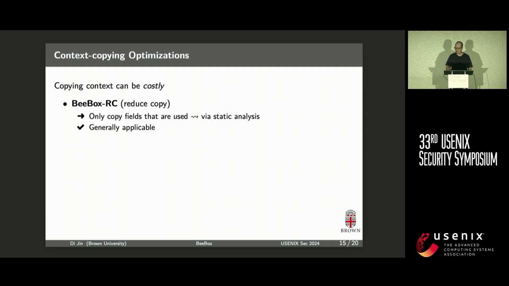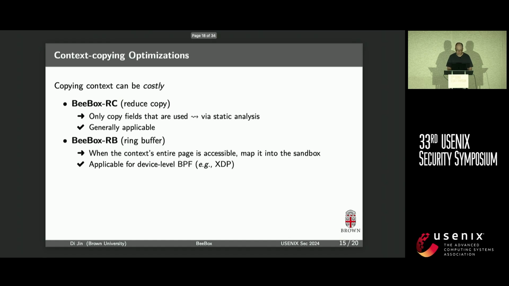BeeBox RC tries to only copy context fields that are needed, identified through static analysis. This can be applied to most types of BPF programs. BeeBox RB is applicable when the context's entire page should be semantically accessible to BPF. Then we can just map it into the sandbox whenever the page is allocated, therefore avoiding the copying.